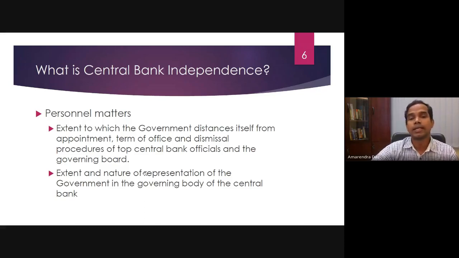And the extent and nature of representation of the government in the governing body of the central bank would also determine this. If there is too much political representation in the governing body of the central bank, then we can say that there is too little independence. But I don't think that has happened in the context of India.